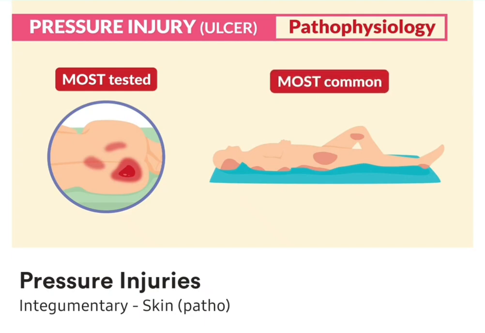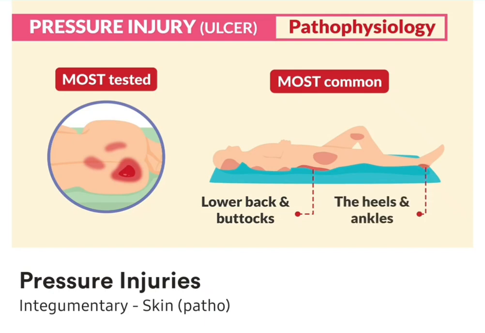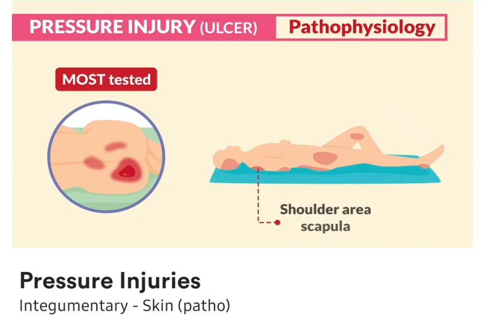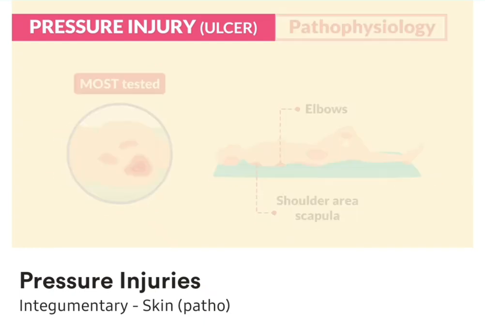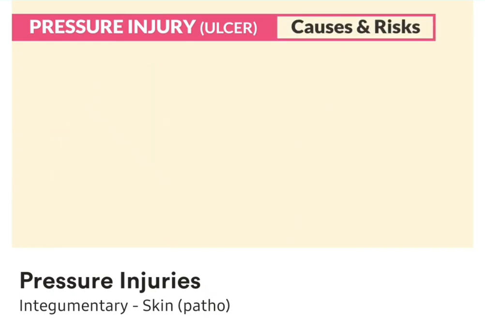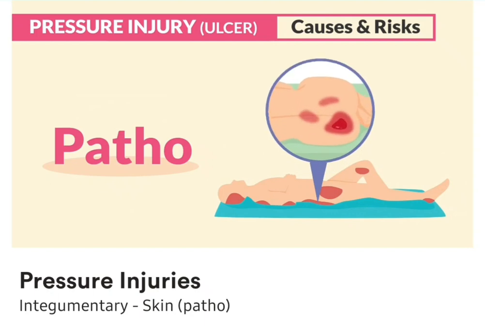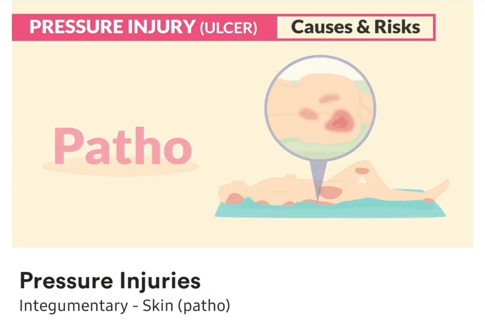So the top 3 most common areas are the lower back and buttocks, including the sacrum and coccyx, the heels and the ankles, and even the hip bones, very bony areas. These 3 are the most common areas for pressure injuries, but even the shoulder area like the scapula and the elbows are high risks. Now in terms of the causes and risk factors, just think of the patho here. The skin is breaking down from all that pressure, as well as other factors that can make the skin weak. So write this down.